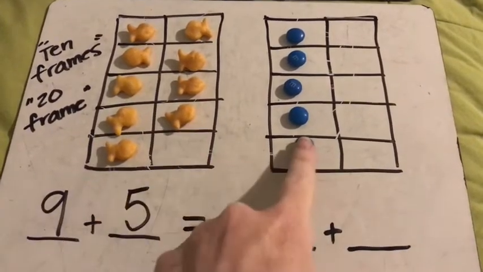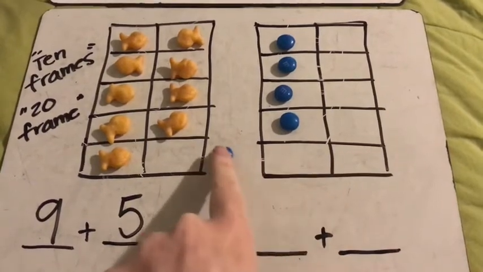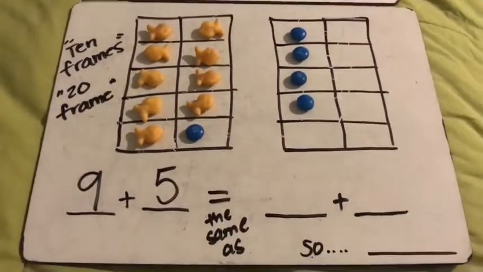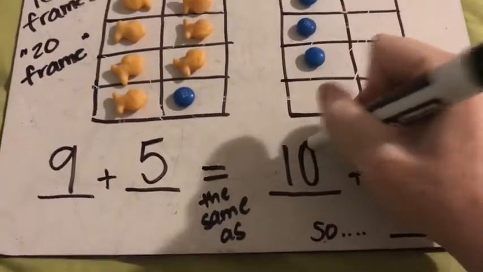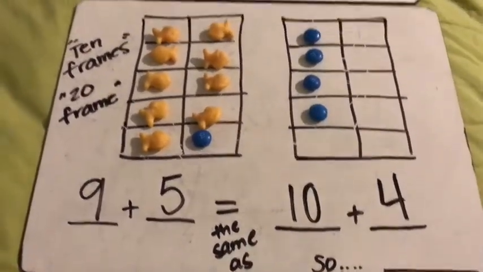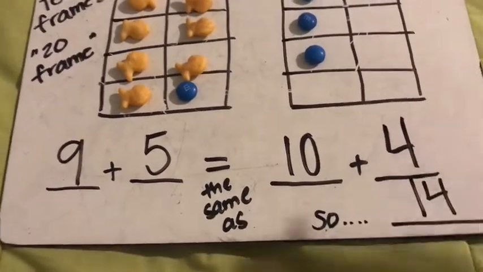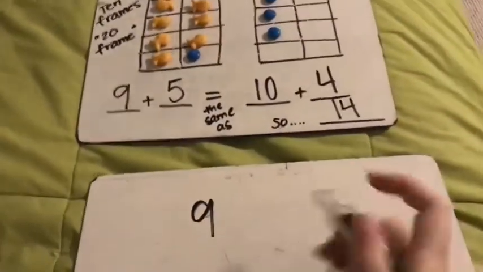You see how I did that? Or I can think I'm going to break up my 5 into a 4 and a 1. That way I can shift this over to make 10. So now I can see that 9 plus 5 is really the same as 10, and then there will be 4 left, plus 4. And if I know my teen facts like 10 and 4, I know easily without counting that that is 14.